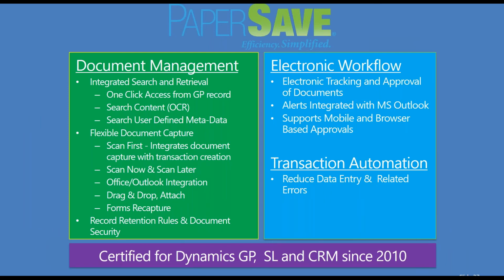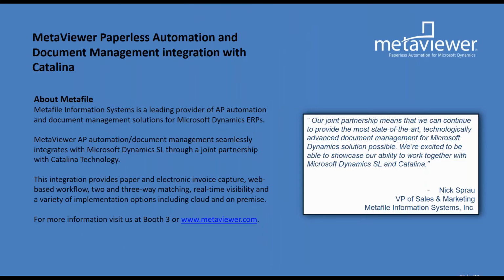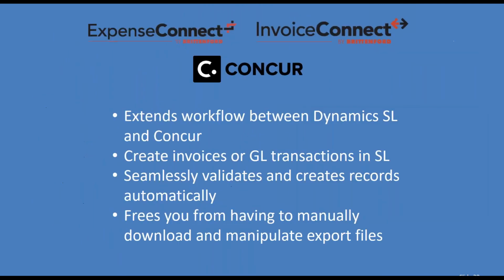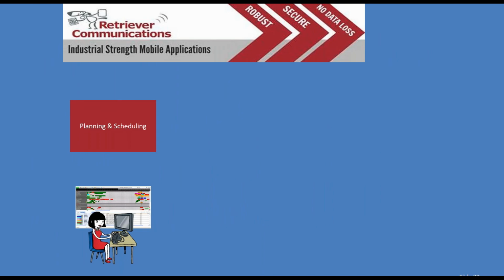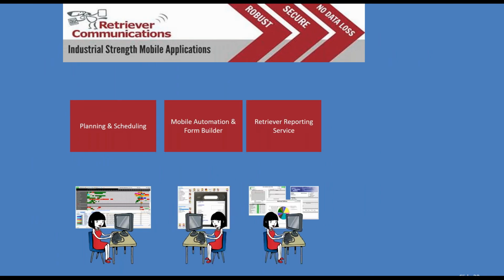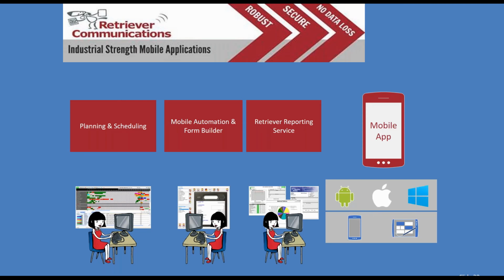Just a few of our ISVs that we've got. PaperSave, a document management and electronic workflow company, is using our API to integrate, I believe, with AP and some other things. MetaViewer is another one that's also integrating their solution with Dynamics SL through our API. Brittenford has a Concur integration that integrates and extends workflow between Dynamics SL and Concur. Retriever Communications is a mobile service application company that we can integrate to SL through our API.